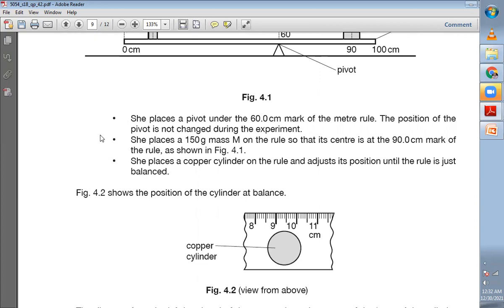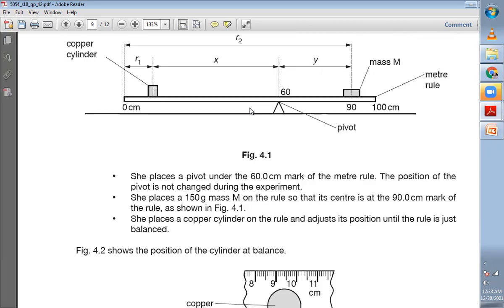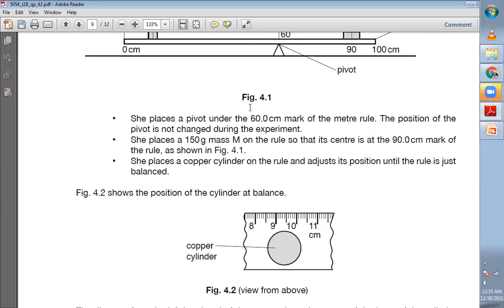Okay, he says she places a pivot under 60 centimeter mark on the meter rule. The position of the pivot is not changed during the experiment. She places a 150 gram mass M on the meter rule so that its center is at the 90 centimeter mark of the rule as shown in the figure 4.1. Okay. She places a copper cylinder on the rule and adjusts its position until the rule is just balanced. Figure 4.2 shows the position of the cylinder at the balance.